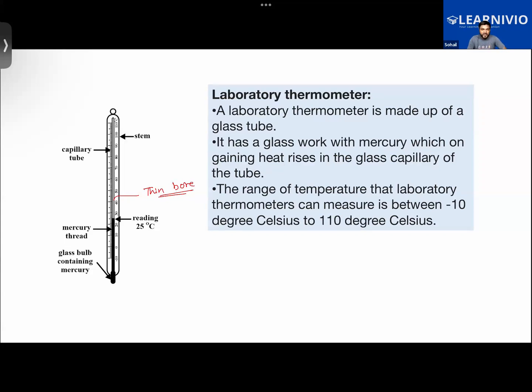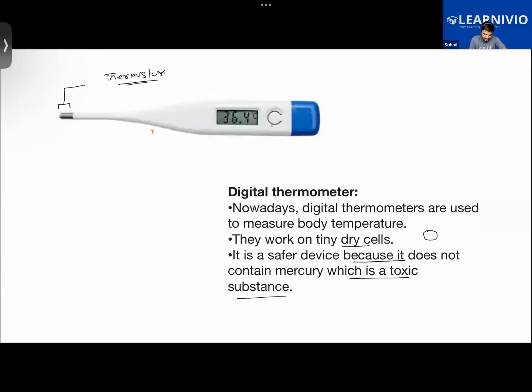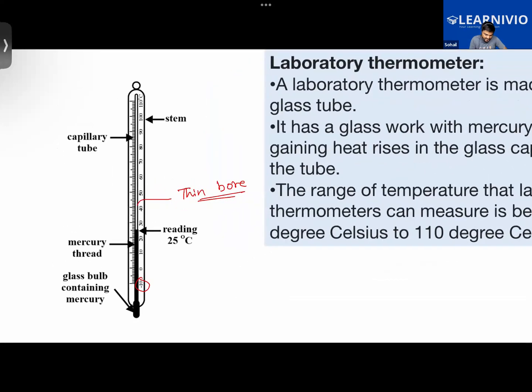Also, the range of the temperature marked on this laboratory thermometer is from minus 10 degrees Celsius to, if I were to zoom in, you can see it here, 110 degrees Celsius. So it can measure objects with temperatures ranging between these values.